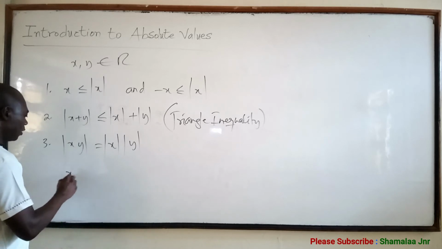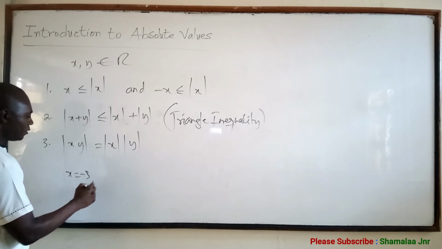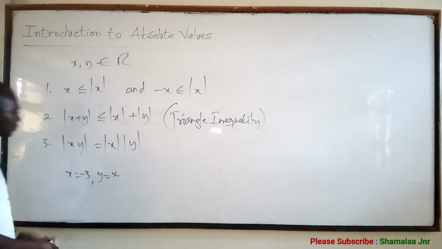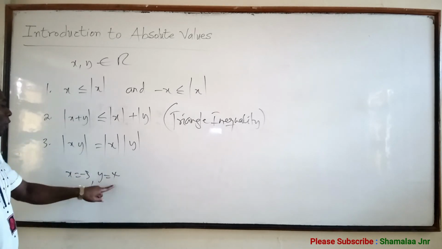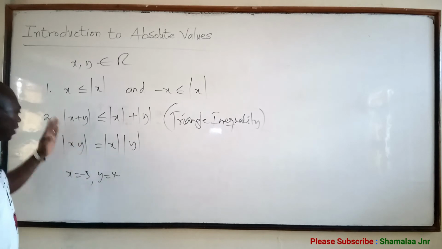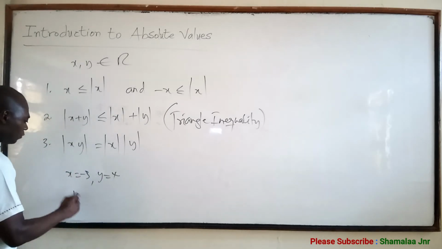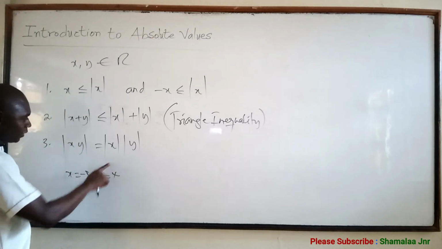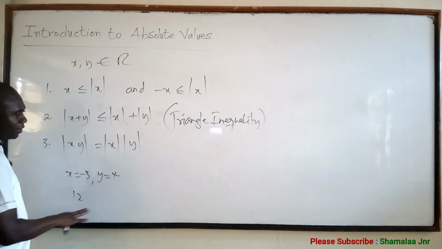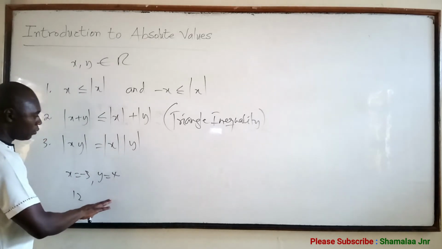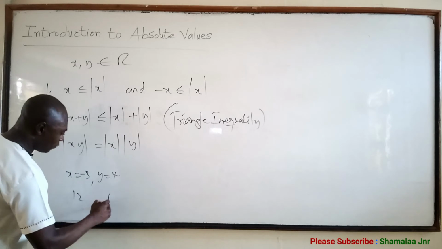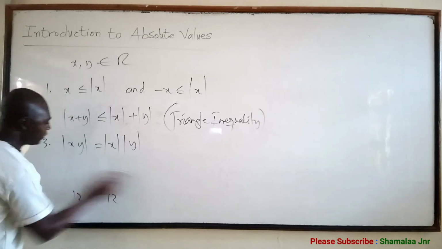Now, if x is equal to say -3 and y is equal to 4, -3 times 4 will be -12. Absolute value of -12 will be 12. Now, when you come here, absolute value of -3 is 3. Absolute value of 4 is 4. 3 times 4 is 12. So it is true, isn't it?